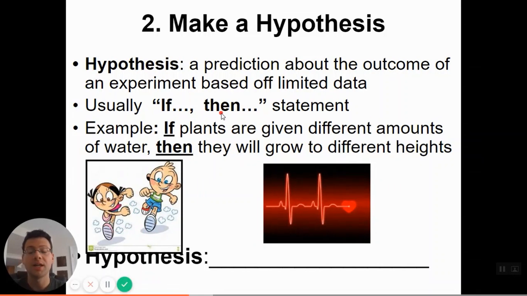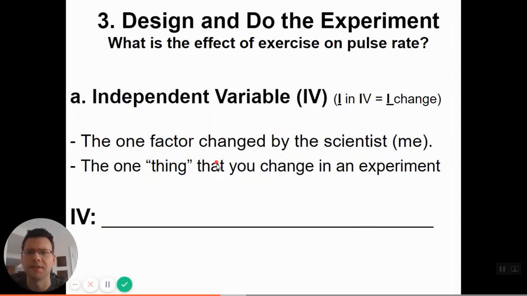The only reason you are told by your middle school teachers to use if-then is because it guarantees there are two things in your hypothesis that you need to talk about. The first is the independent variable. The independent variable comes after the word if. We'll talk about that in a second. The dependent variable comes after the word then. If you don't use if-then in your formatting of it, it's easy to forget to include either one or even both. So that's why you're usually told to just use if-then in your hypothesis.